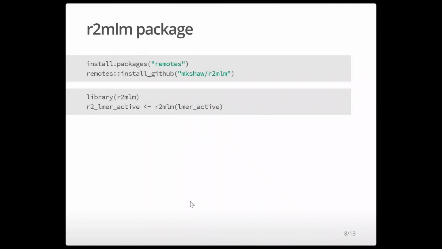So to access a development package that's on GitHub, you first have to install this remotes package. And then from inside the remotes package, there's this install GitHub function.